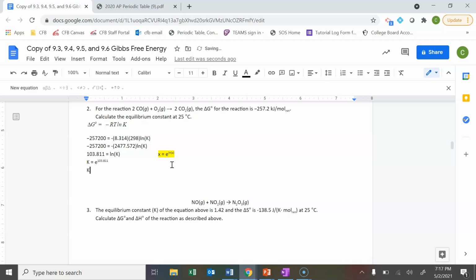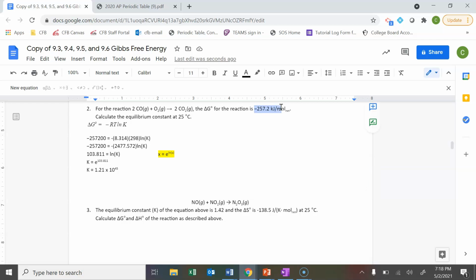If you put that in your calculator, you end up with 1.21. So K is 1.21 times 10 to the 45th power. Now that's a huge, huge number. What that means is, if the K value is bigger than 1, that means that it is a process that favors products. We're going to make more products.